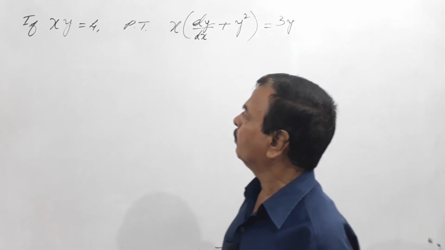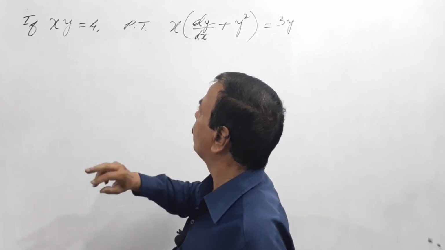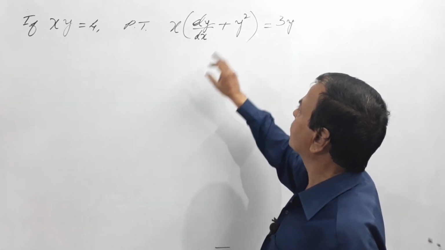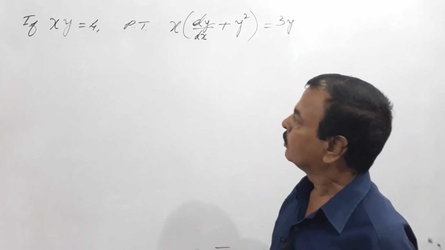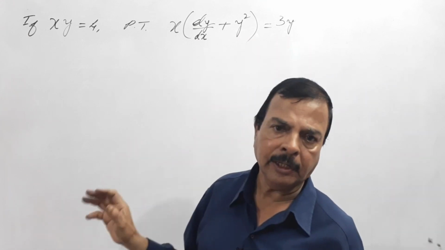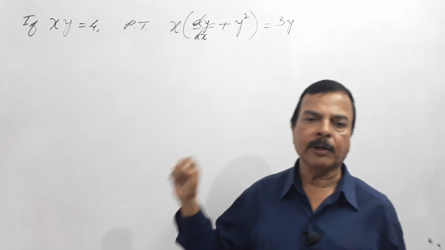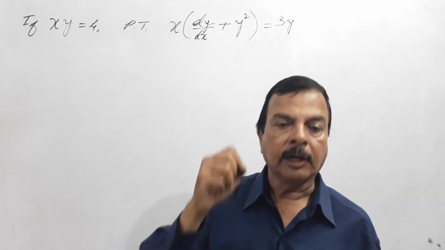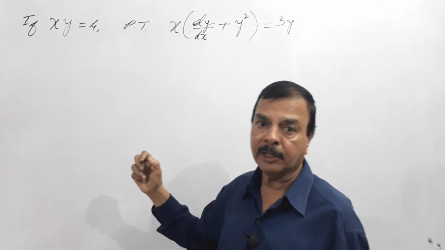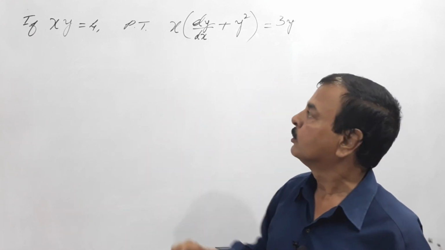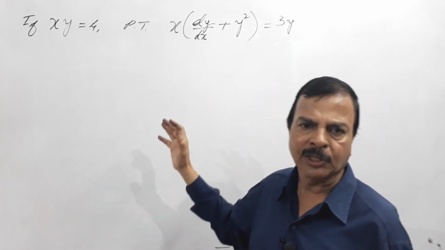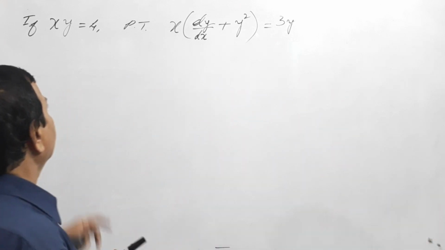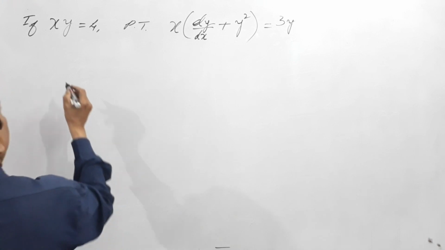We are given a problem: if x into y equals to 4, prove that x into dy by dx plus y square equals to 3y. So this problem looks very tricky, but it's a very easy problem. The only thing you need to know is a little bit of tricks, and you have to be smart enough to pick it up. So dear students, just watch this. It will be a very interesting problem and you will really love it.